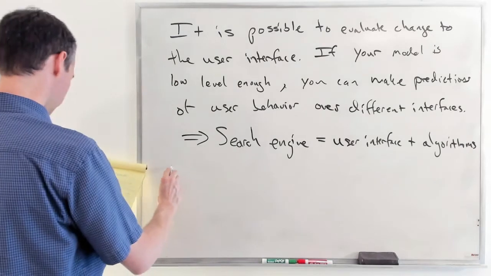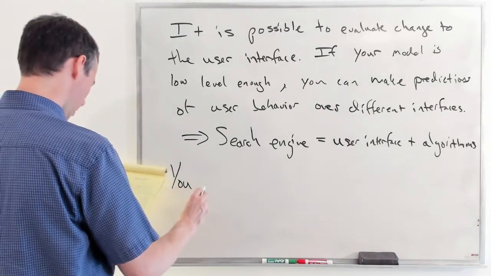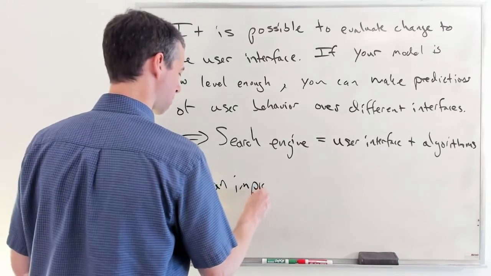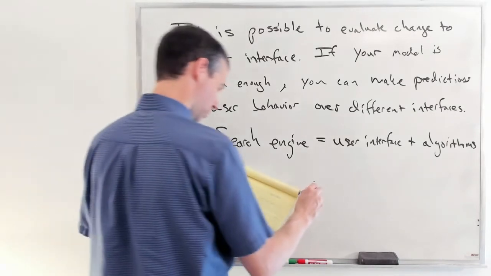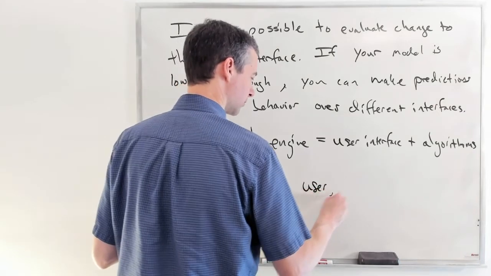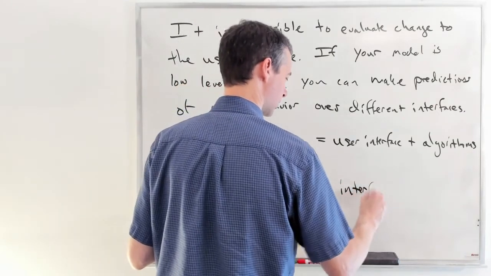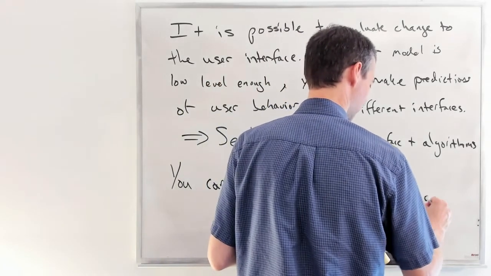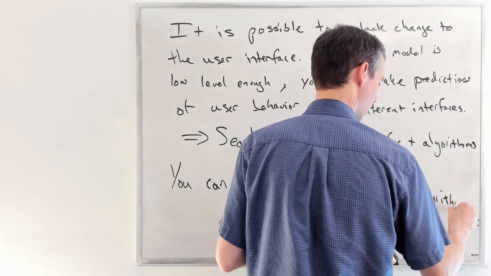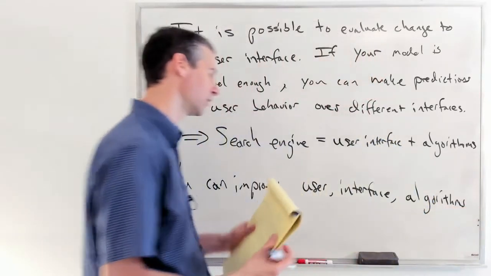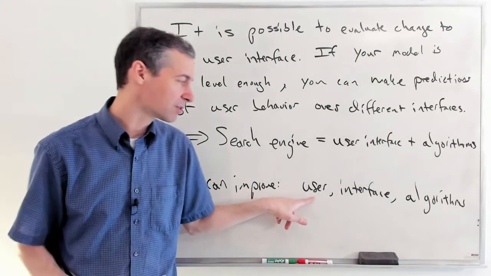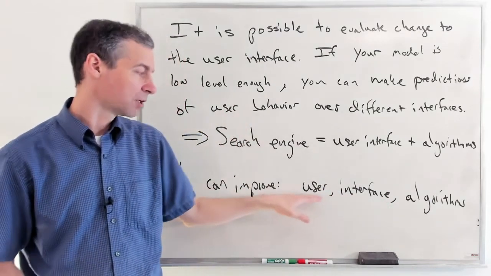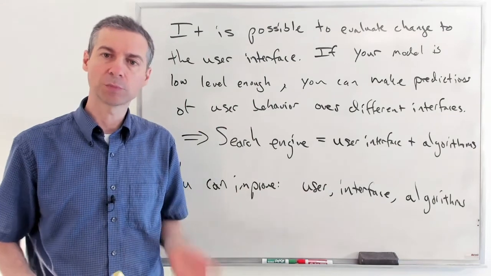And in fact, there's really three parts to a search engine that you can consider improving. You can improve the user, the interface, or the algorithms. And of course, you can improve any combination of them or all of them as well. Now, what do I mean by this, though? I already just talked about interface and algorithm because that is the search engine. But the user, what does it mean to improve the user?